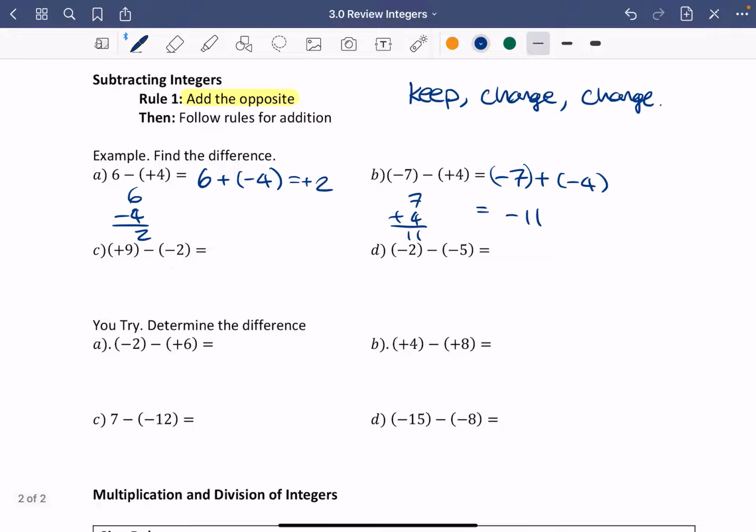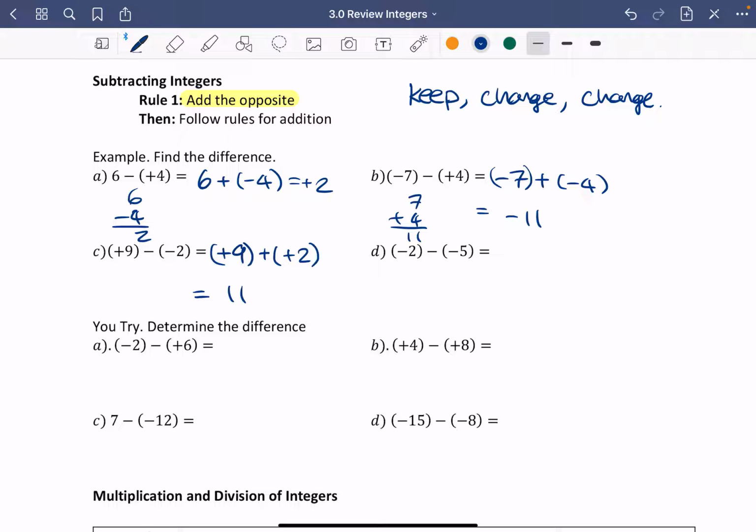Okay, third question. Keep, so +9, change, become plus, and then change, become +2. Keep, change. So that's basically 9 plus 2, which is 11. And if you don't like this add the opposite method, you can always use the double sign as well. So minus plus will be minus. So basically -7 minus 4, -11. And same for this one. Minus will become a plus. So +9 plus 2 will be +11.